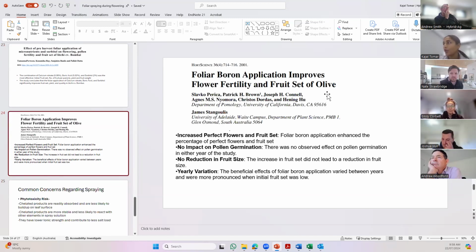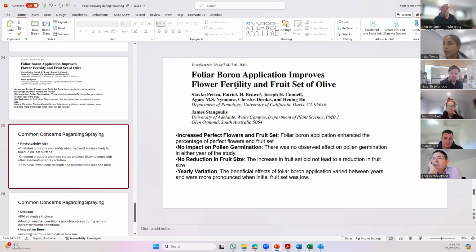Foliar boron in olives increased perfect flowers and fruit set. It did not impact pollen germination, but obviously it impacted the fruit set, all dependent on what the quantities and the forms of nutrients are.